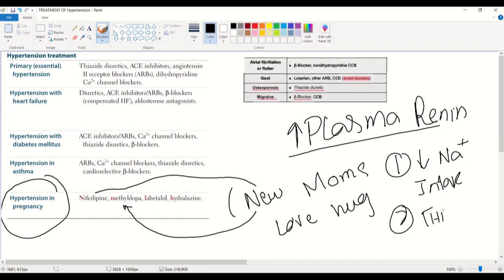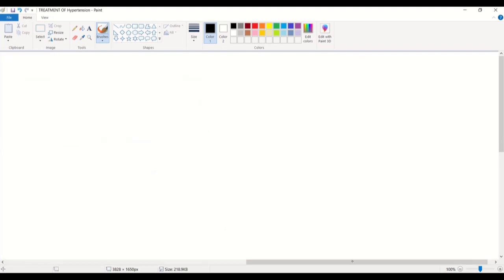Thiazides and ACE inhibitors and ARBs. Okay, why is it important? Because in the question they give you the scenario that the patient is taking this drug, the characteristic of that drug, and what the effects of these drugs are on renin, angiotensin 2, aldosterone, right? So increased plasma renin takes place in decreased sodium intake, thiazides, ACE inhibitors and ARBs.